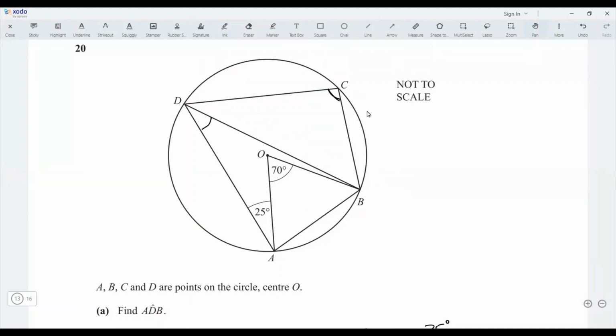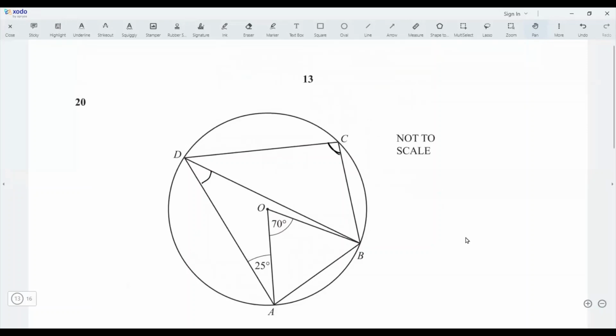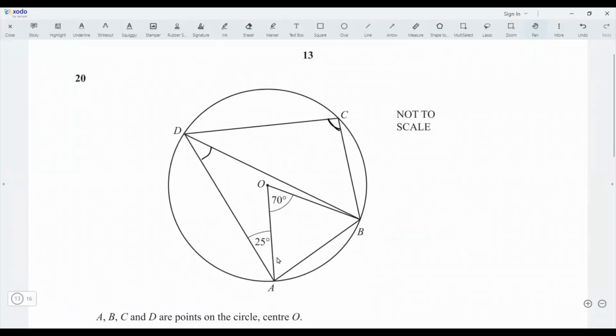Angle B, C, and D. So for finding angle BCD, we must require this angle as well. Why are we requiring this? Because 25 and this angle's sum is basically opposite to angle C, and these two are supplementary because these are cyclic quadrilateral angles. So I'm supposing this is angle A. So how to find angle A?